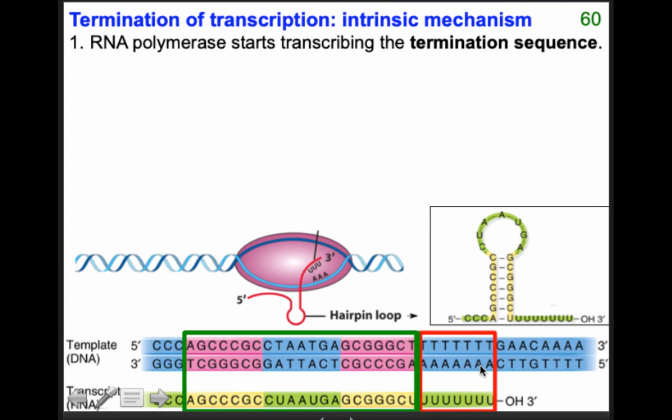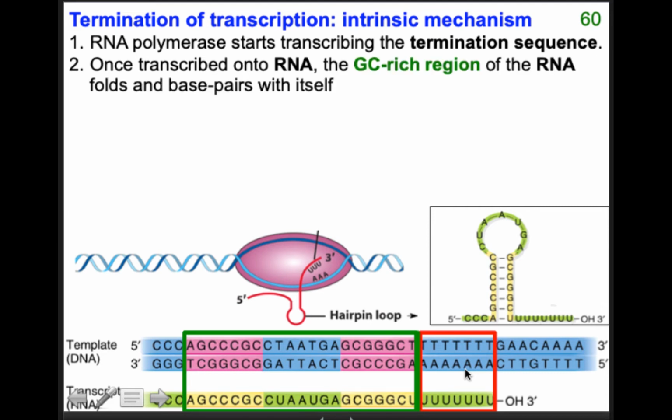The way it does this is RNA polymerase comes and transcribes that termination sequence, and once that sequence has been transcribed onto RNA, the RNA itself starts to fold in on itself. That GC-rich region becomes a GC-rich region in the mRNA, and it base pairs with itself to form this hairpin stem loop. The triple bonds between each GC pairing form a really stable and strong loop.